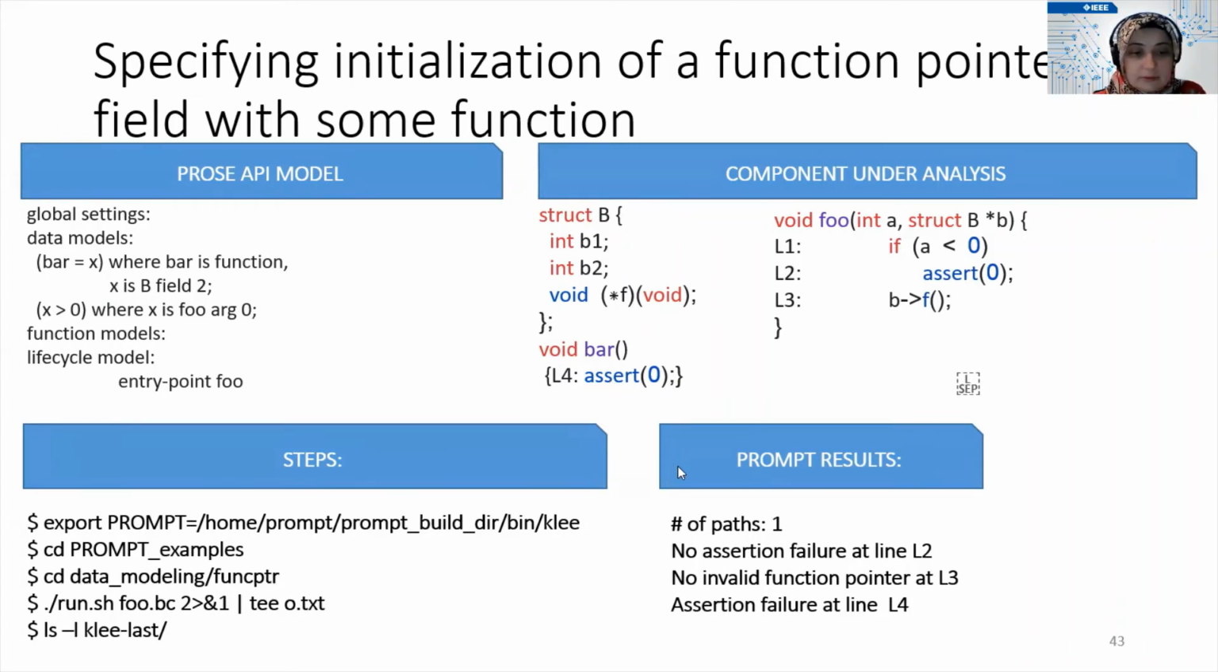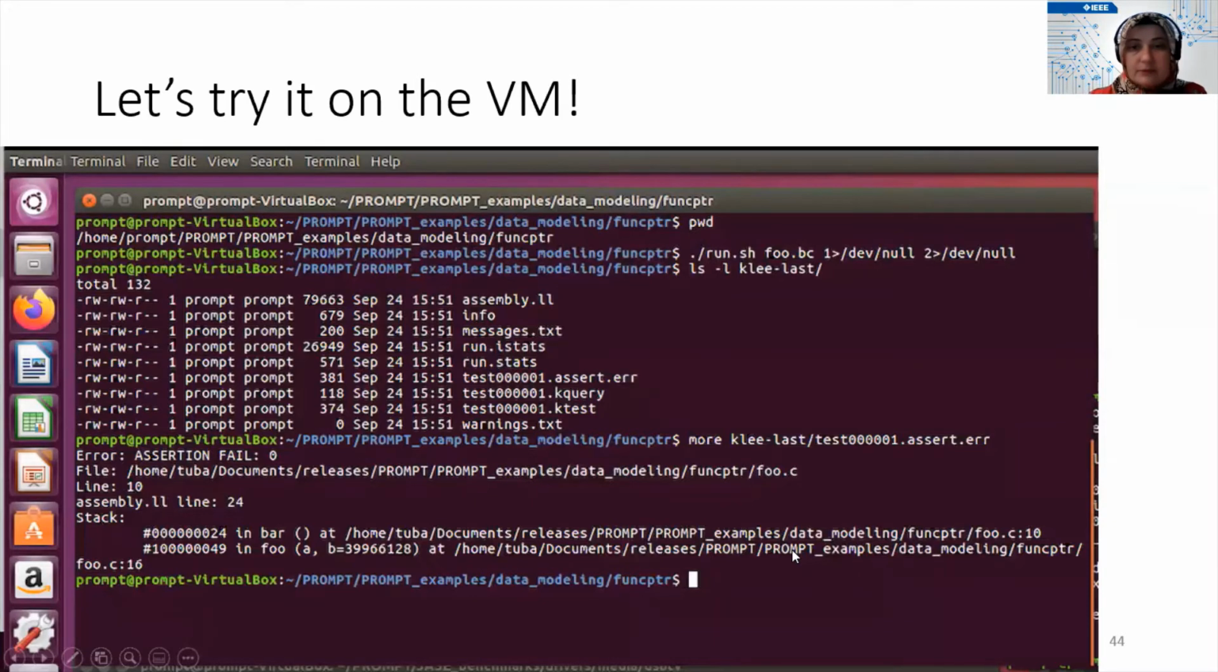If you go to the function pointer directory under data modeling, you should be able to reproduce this example. As you see, only one test case is generated, and it's about an assertion failure. It is interesting to see on the stack trace that this is happening inside the bar function. And if you remember, bar is not called explicitly inside the foo function, but it's just because of our API modeling.